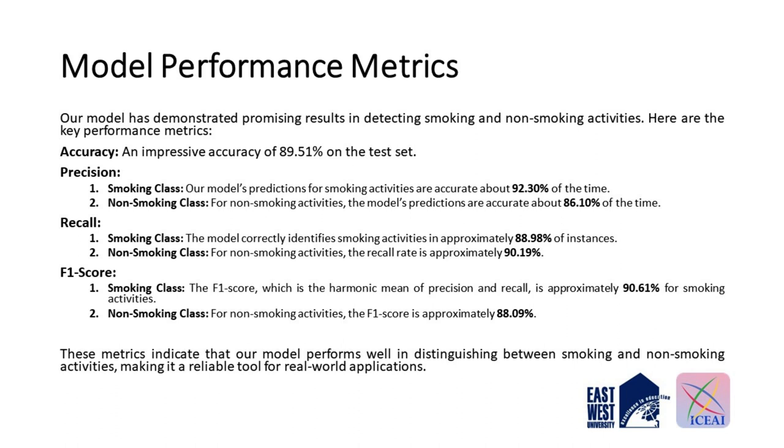The smoking class shows a precision of approximately 92.3%, signifying that the model accurately predicts smoking behaviors in roughly 92.3% of cases. Conversely, the non-smoking class demonstrates a precision of approximately 86.1%, indicating the model's accuracy in identifying non-smoking instances is around 86.1%. The recall for the non-smoking class stands at approximately 90.19%, while for the smoking class, it is approximately 88.98%. The F1 score for the smoking class is approximately 90.61%, and for the non-smoking class, it reaches approximately 88.09%.